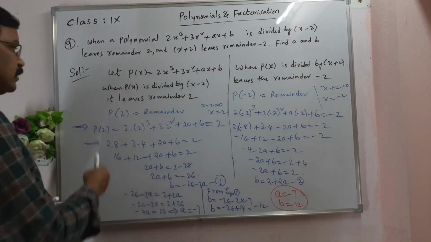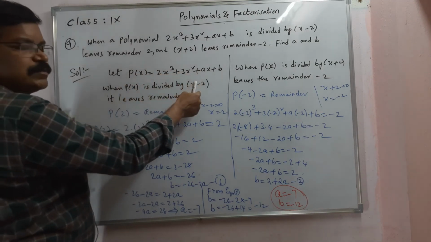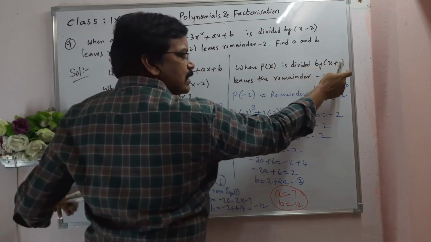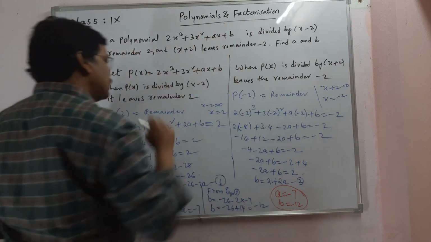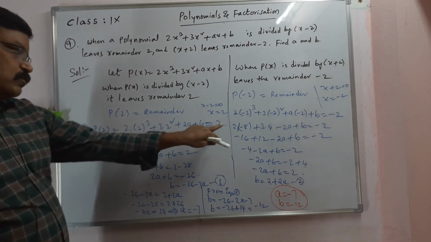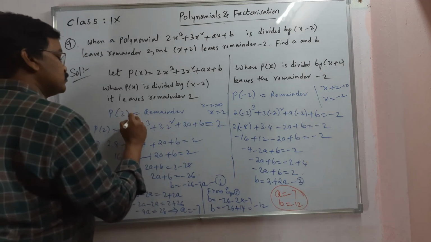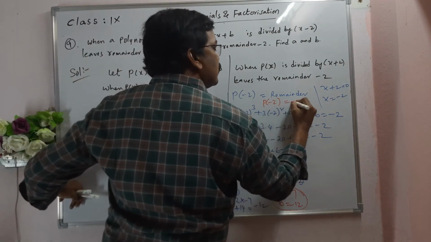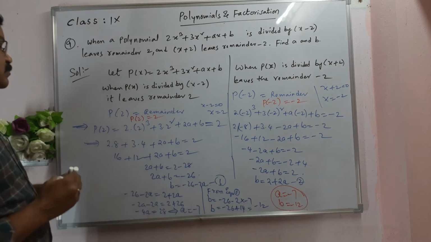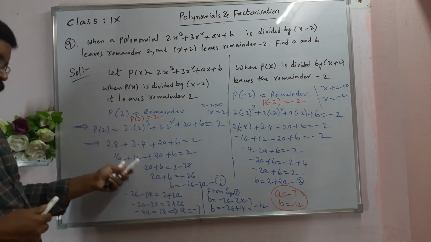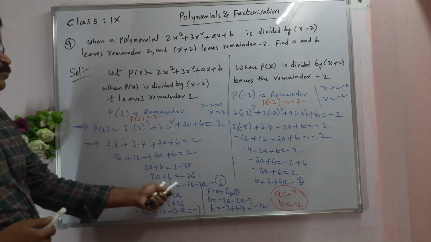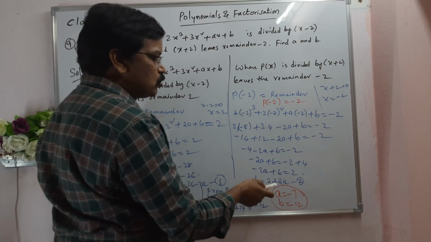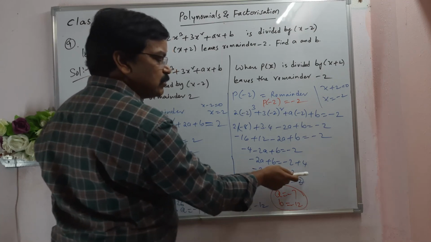Shall I repeat? Here, when this polynomial is divided by x minus 2, the remainder is plus 2. When this same polynomial is divided by x plus 2, the remainder is minus 2. That means p of 2 is equal to 2. P of minus 2 is equal to minus 2. Substitute x is equal to 2 in the given polynomial. Finally, we will get 2a plus b is equal to minus 26. Here also substitute x is equal to minus 2 in the given polynomial. Finally, we will get minus 2a plus b is equal to 2.